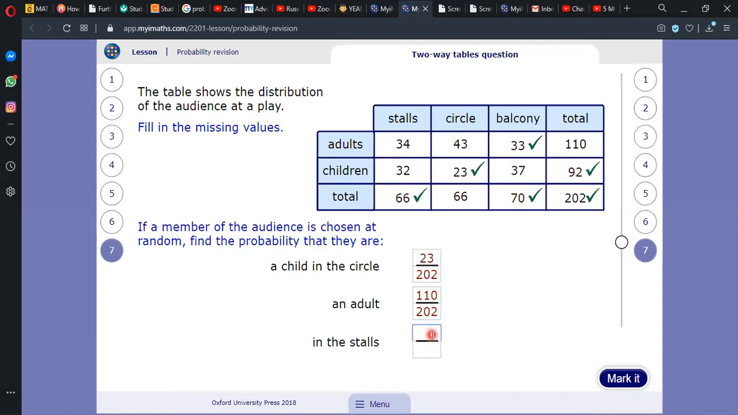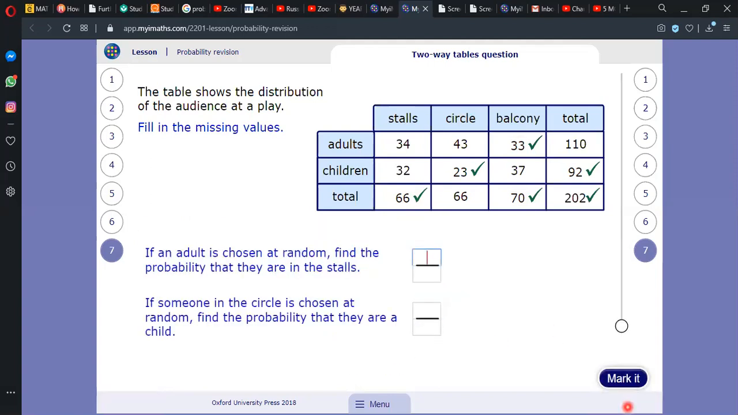Finally, in the stalls. The total of stalls is 66. So we have 66 of them, and definitely the entire audience is 202. Let's mark it. All correct. Well done, guys. Let's try another one.